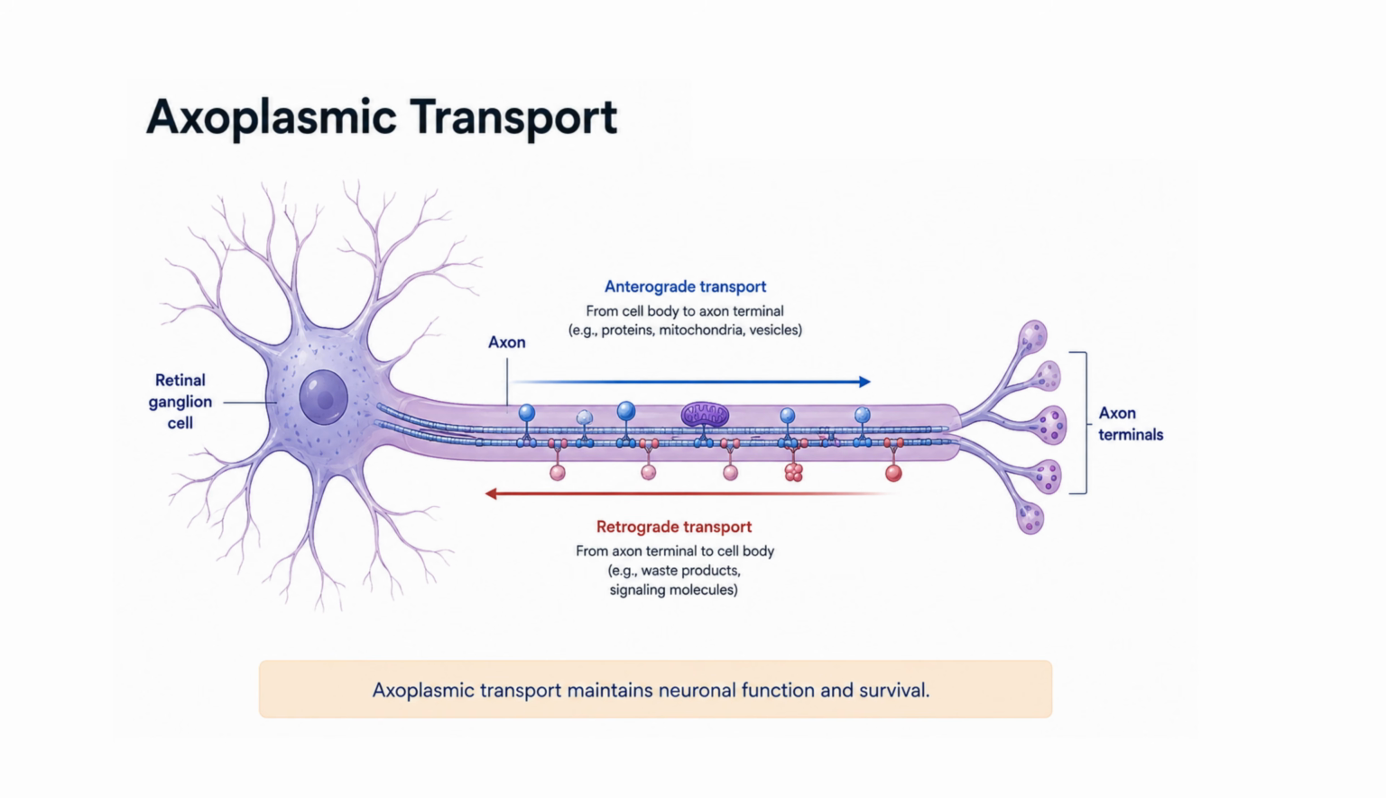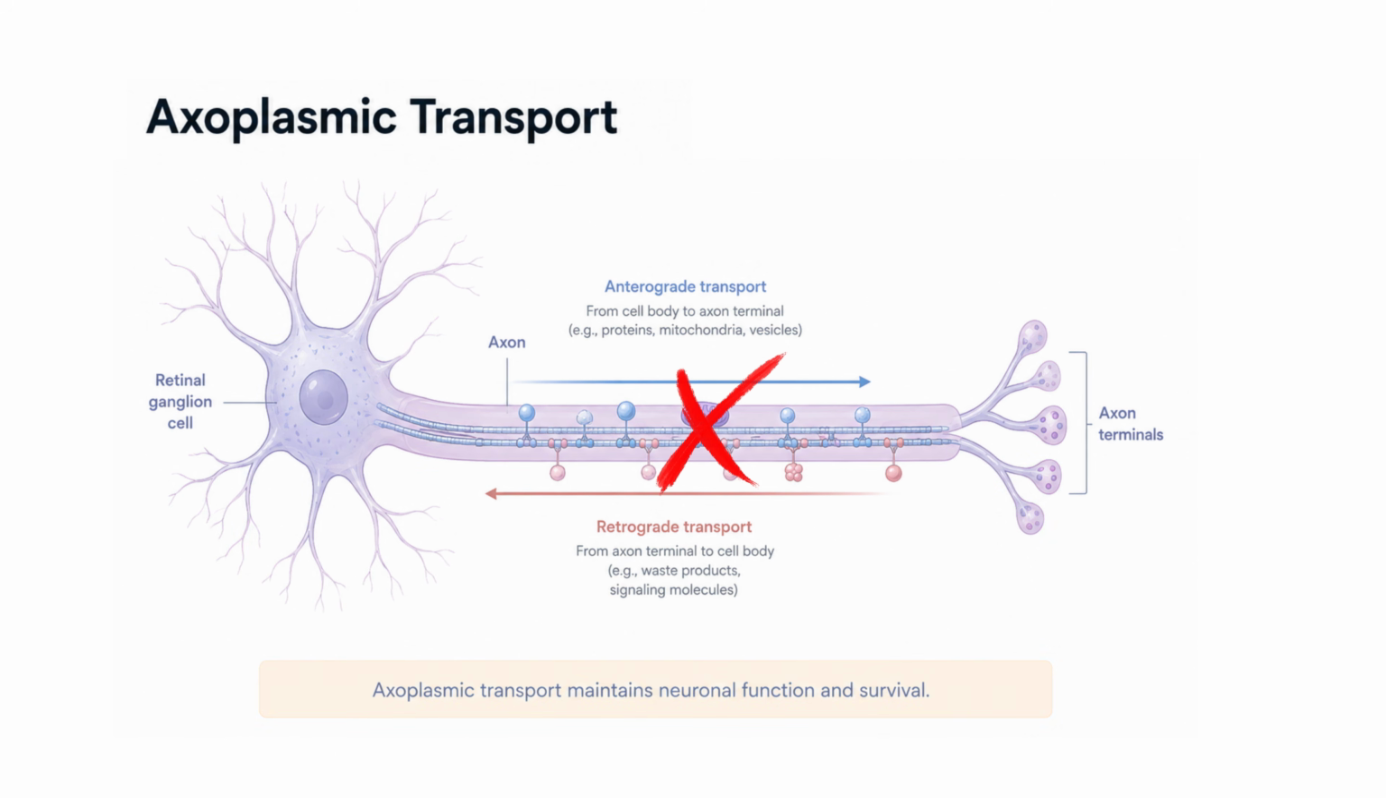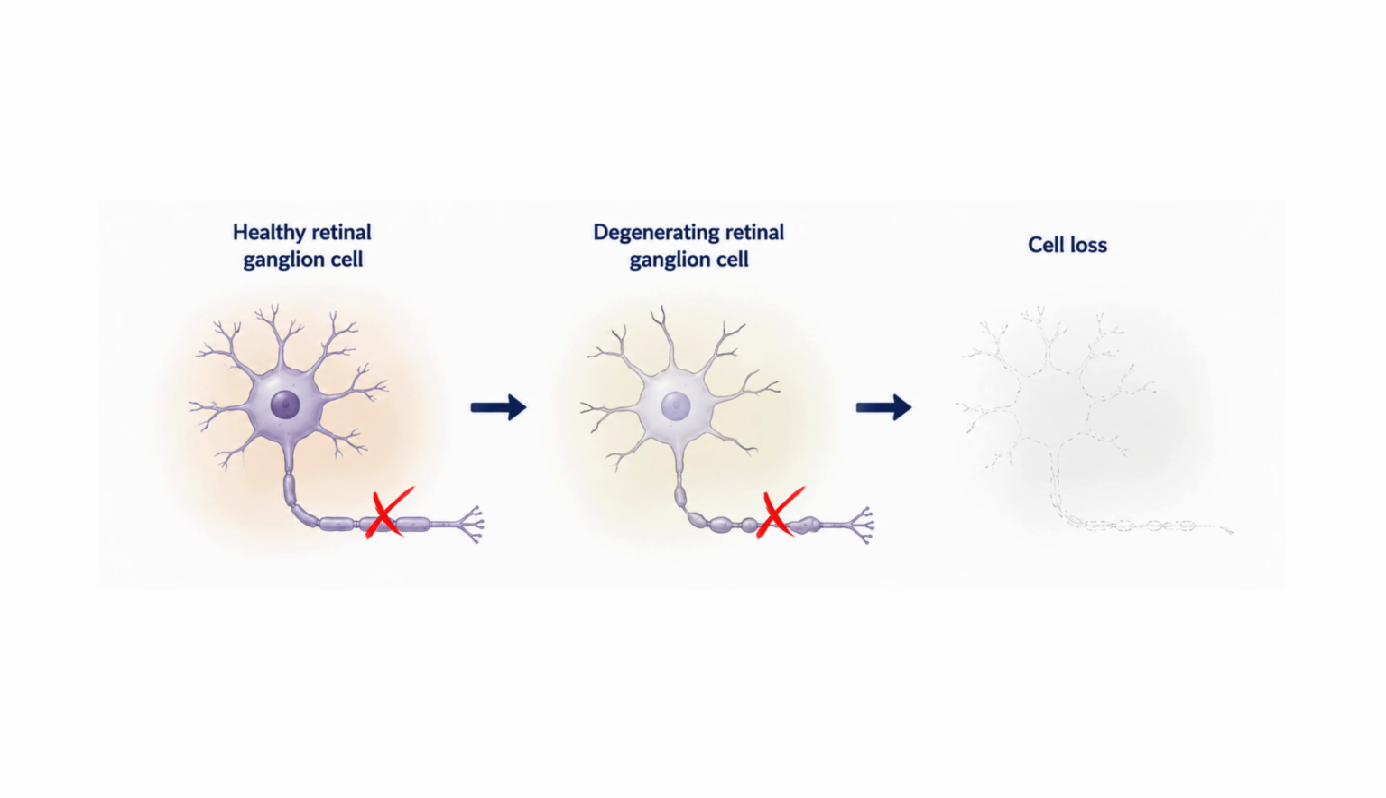Axoplasmic transport is the system through which essential material moves between the retinal ganglion cell body and the brain. And when this transport is disrupted, the axon receives less support. Over time, the retinal ganglion cells become more likely to fail and die.